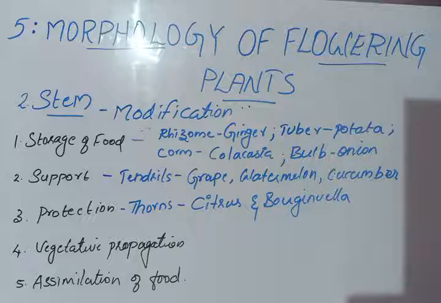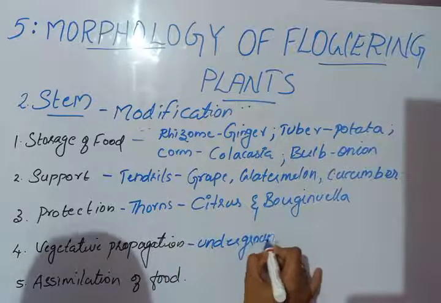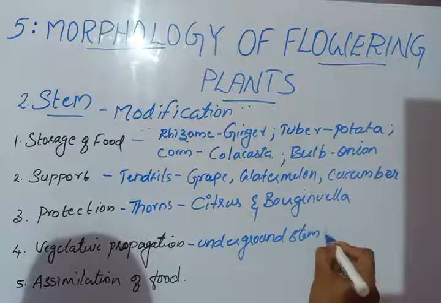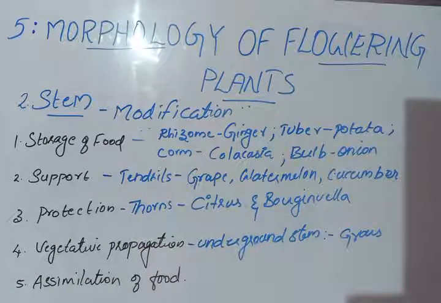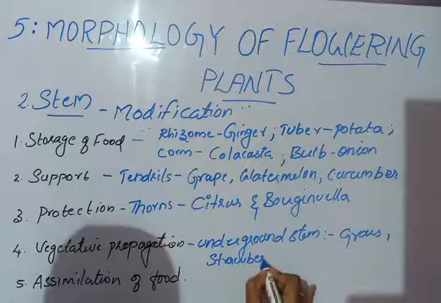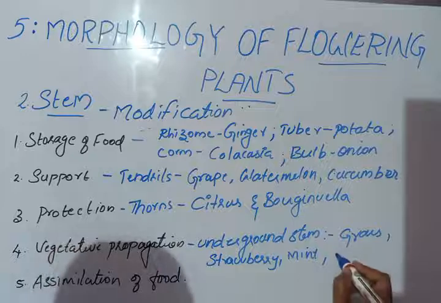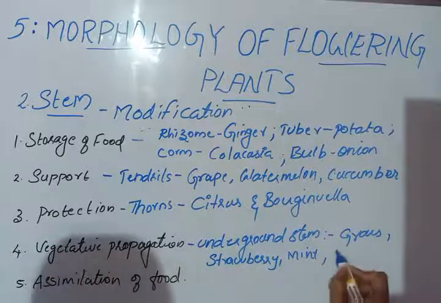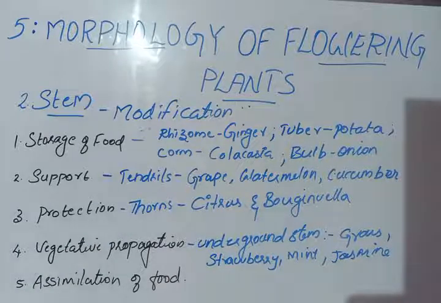Then vegetative propagation. Underground stem is formed in vegetative propagation, that is, multiplication. Mainly it is done in grass, and other examples are strawberry, mint and jasmine. Grass, strawberry, mint and jasmine. Okay, so these are the examples for vegetative propagation.